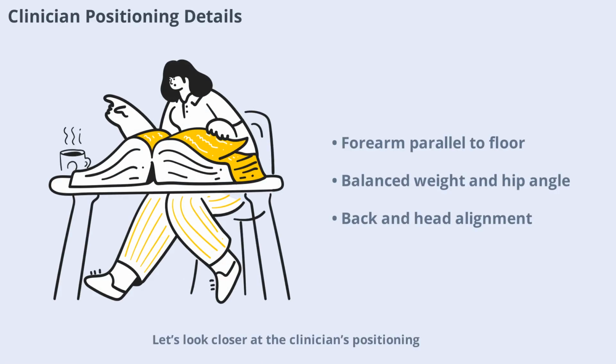Let's look closer at the clinician's positioning. The forearm should remain parallel to the floor, ensuring ergonomic comfort and reducing strain. Thighs must also be parallel, with weight evenly distributed. The hip angle should be at 90 degrees, promoting stability and ease of movement. Maintaining a straight back and erect head is essential to avoid overflexion of the spine, which can lead to musculoskeletal issues over time. These positioning guidelines are designed to support both the clinician's health and the precision of periodontal procedures.